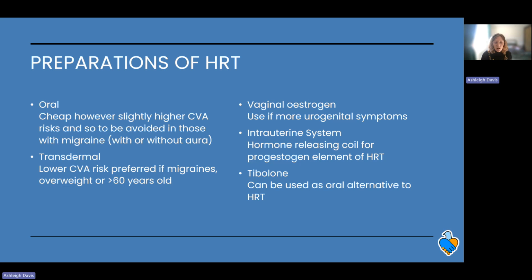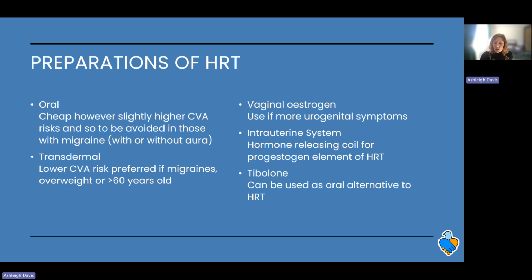HRT. Again, we're not thinking about just progesterone. We're not thinking about like micronized progesterone there. We're thinking about the oral estrogen element or combined estrogen progesterone. We then have transdermal, so we're thinking patches and gels there, which again may need to be used in conjunction with progesterone separately. We've got a lower CVA risk, so preferred if we've got migraines, we're overweight or over 60 years old. So if we've got more risk factors there, we'd opt for transdermal.